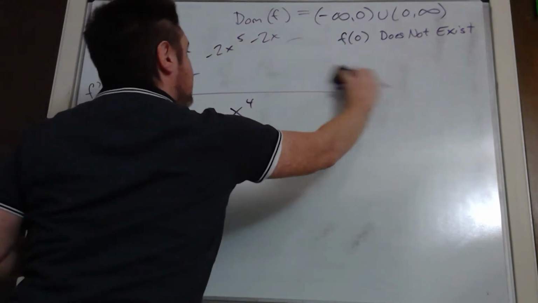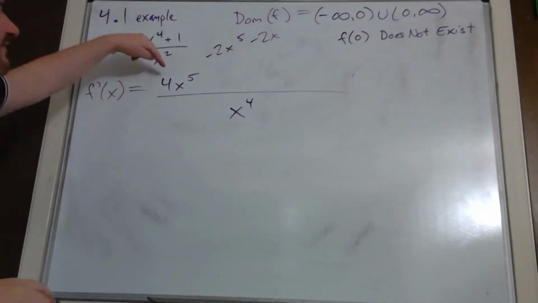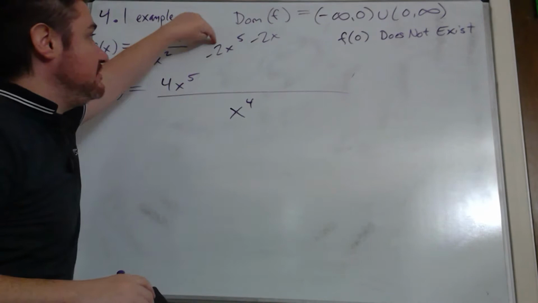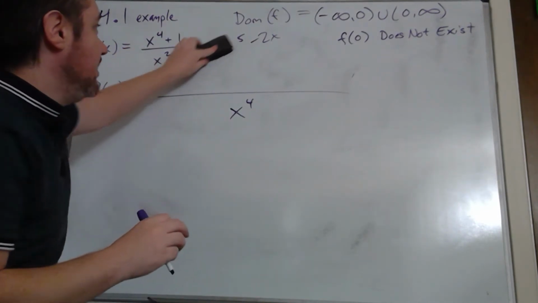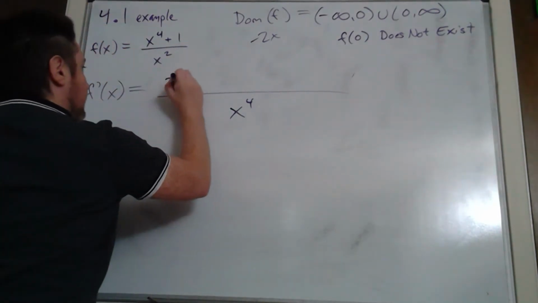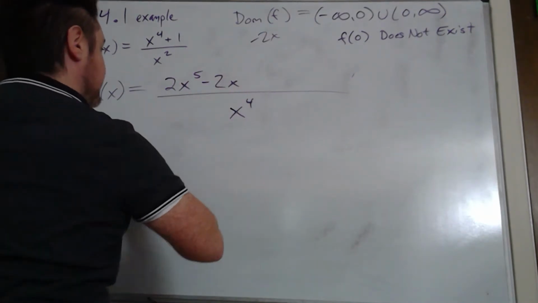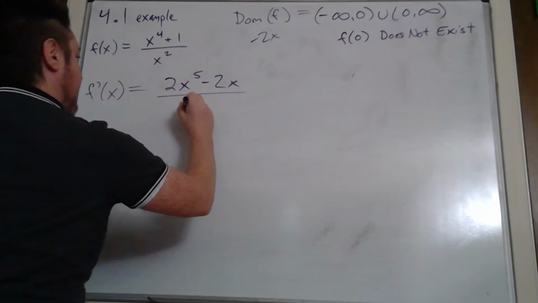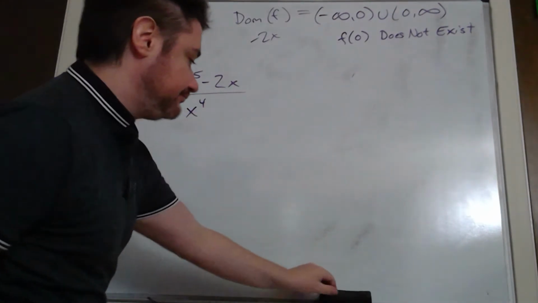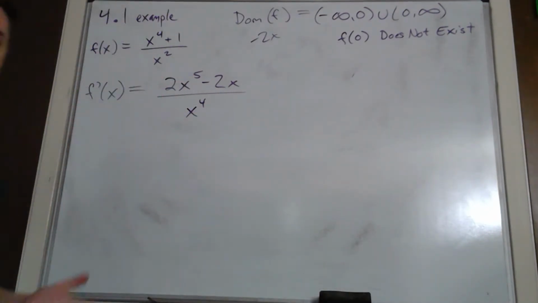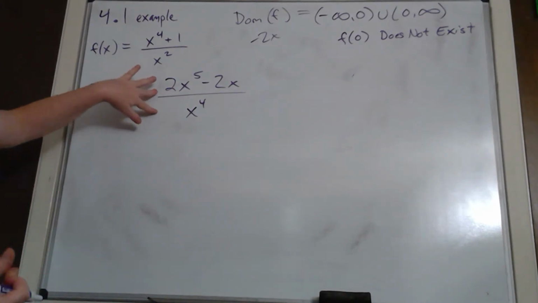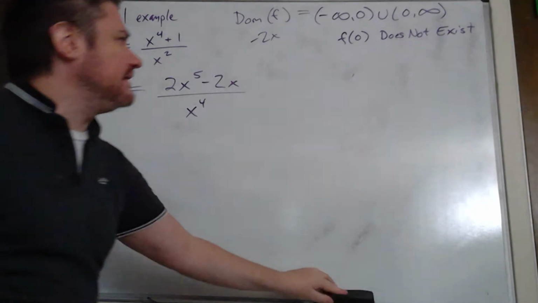All right, so just squeeze my terms up there for a moment. And now I've got 4x to the 5th minus 2x to the 5th, so I'm left over with the other 2x to the 5th, and then I've got minus 2x, all over x to the 4th. Okay, so we did our quotient rule, combined our like terms, cleaned it up. Can I clean this up further? Yeah, and actually I want to clean it up a little further.